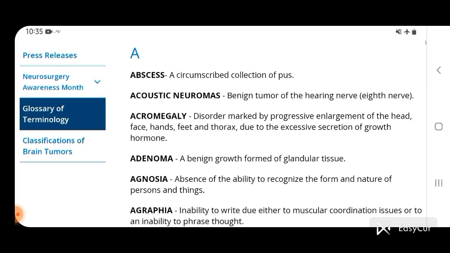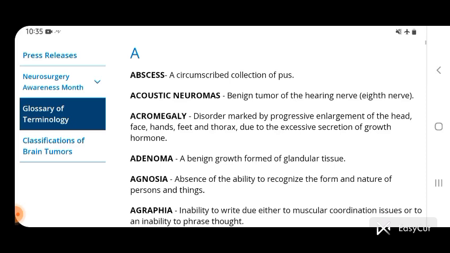Next is acromegaly. Acromegaly is a disorder marked by the progressive enlargement of the head. Here the word megaly denotes enlargement. Basically, there is an enlargement of the head, face, hands, feet and thorax due to the excessive secretion of growth hormones. So due to the release of excessive growth hormones, there is enlargement of the head, face, hands, feet and thorax.